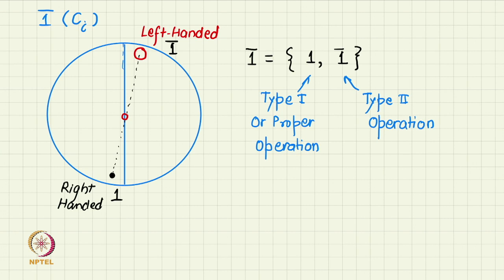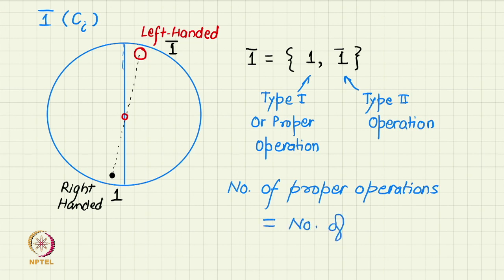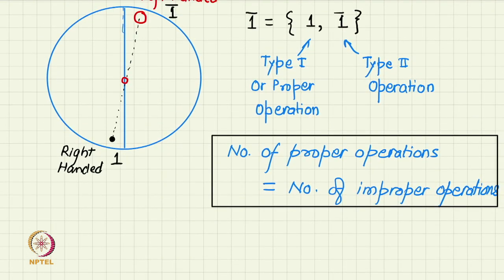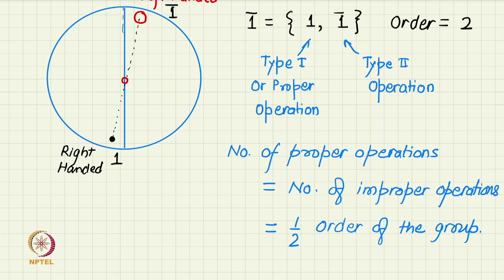So, I am not proving it here, but let me just note that for any group number of proper operations is equal to number of improper operations. So, in this case both of them are 1. The order of the group obviously is 2. So, since these two are equal, both are equal to half of the order of the group. Maybe I can extend my box to include.